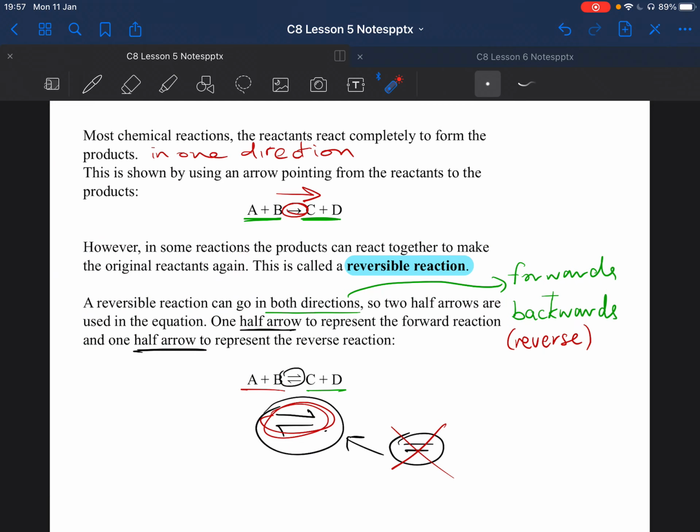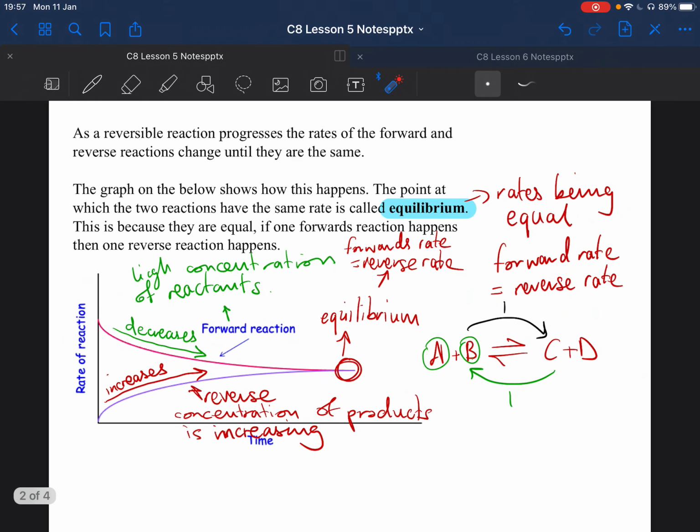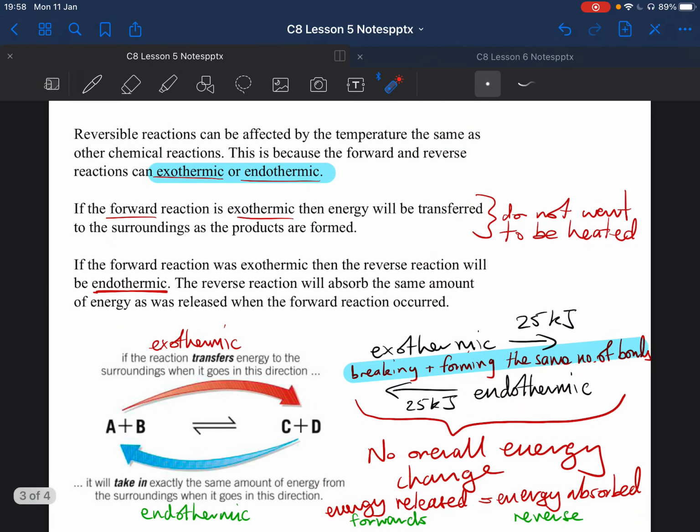Okay, guys, so just a quick reminder of what you've done so far. We've looked at the fact that a reversible reaction is one which can travel in both directions. So we can go forwards and we can come back in the reverse direction. And because of that, we show it with a half arrow pointing forwards and a half arrow pointing backwards. Equilibrium is the point at which the forwards rate is equal to the reverse rate, or the backwards rate. So if you have one forwards reaction, you will have one backwards reaction.